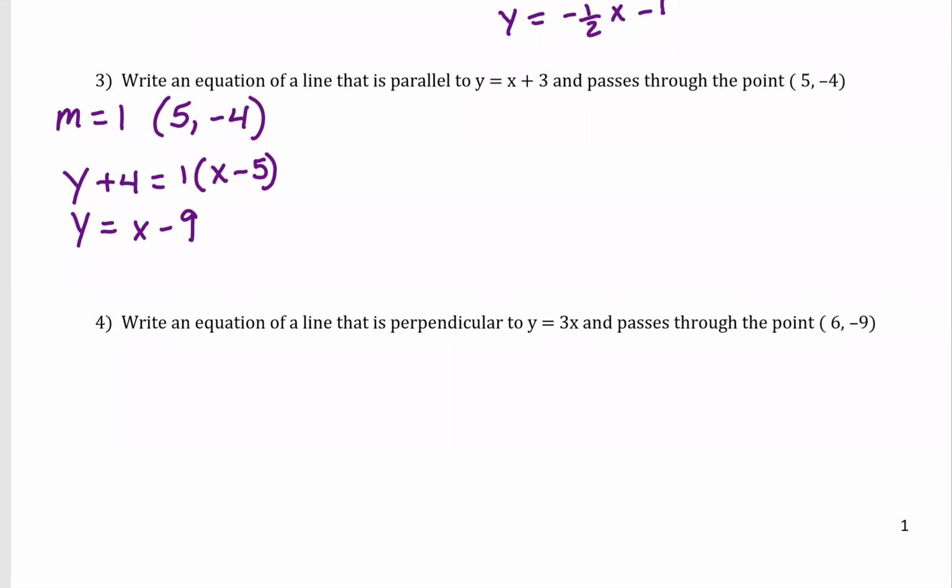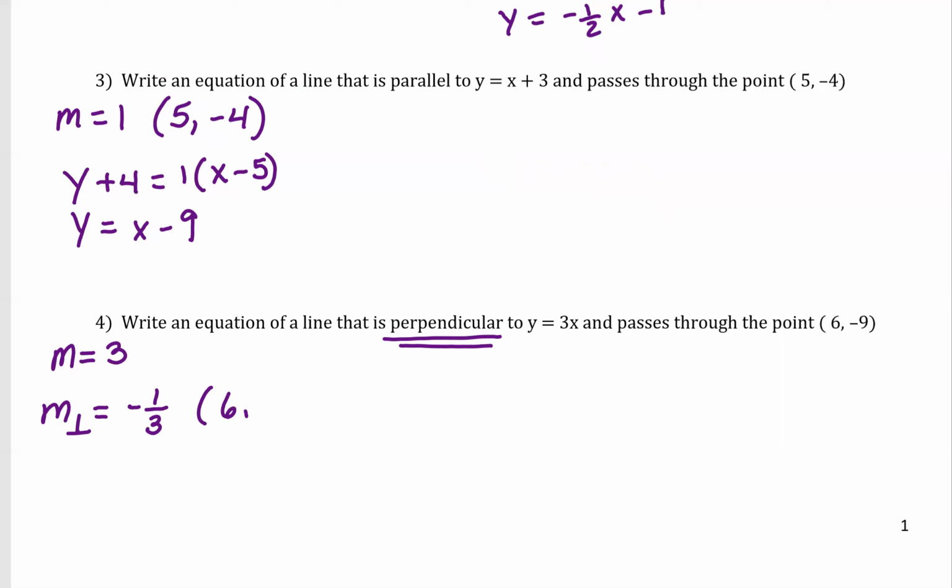And finally, number 4, write an equation of the line that is perpendicular to y equals 3x and passes through the point 6, negative 9. The slope of the line that is given is 3, but we need the slope that is perpendicular. Perpendicular slopes have opposite reciprocals, so this would be negative 1/3.